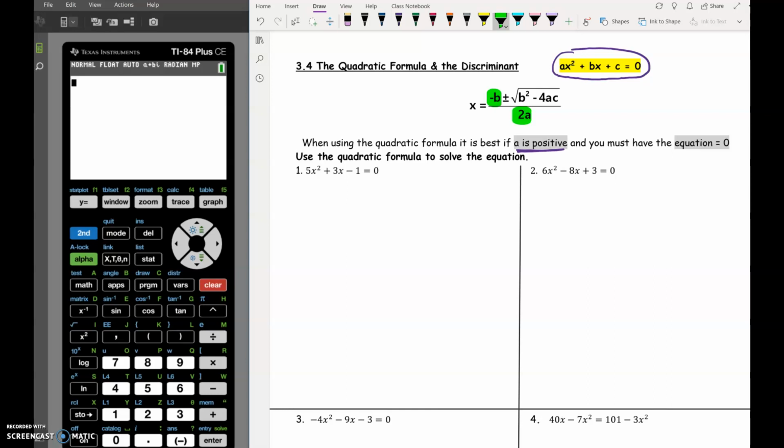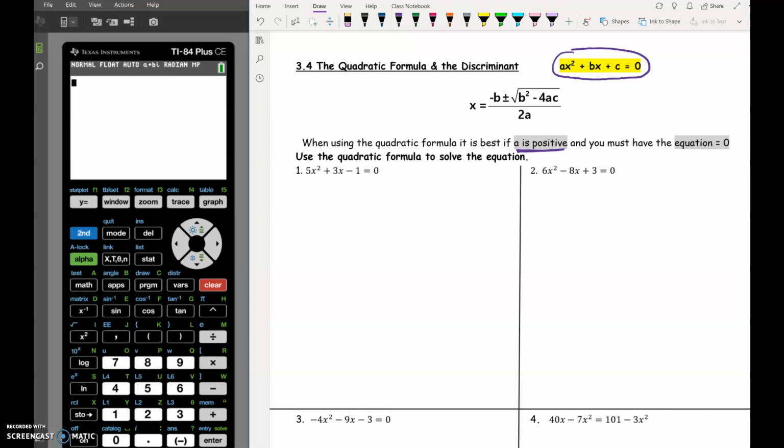Remember when we learned about opposite of b over 2a? That's the axis of symmetry. Basically, this is saying the axis of symmetry plus a value or minus a value. It's finding those 2 points on the x-axis that are the same distance away from that axis of symmetry. So the axis of symmetry is part of the quadratic formula.